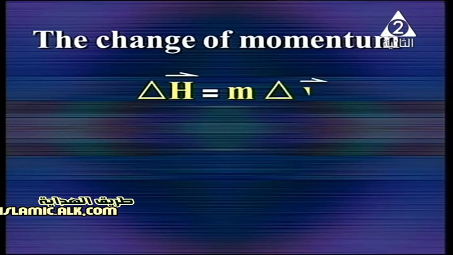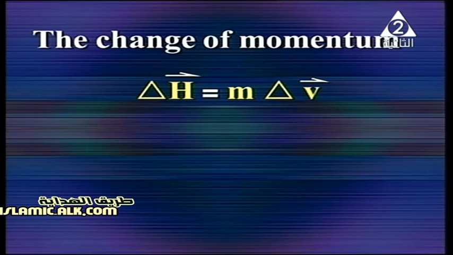Now, dear student, we move to another title of momentum. What is the other title? Change of momentum. What is the meaning of a change of momentum? Change of momentum equals change of velocity times m. Why? Because m is not a vector, but velocity is a vector. We have a change of velocity, so change of momentum depends on change of the velocity.